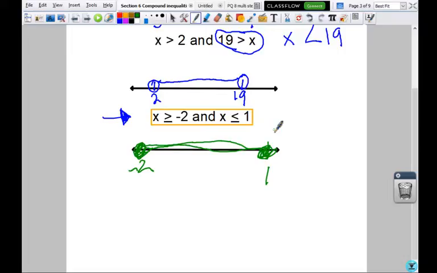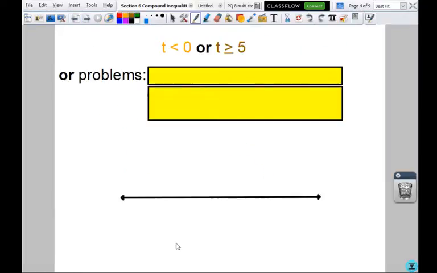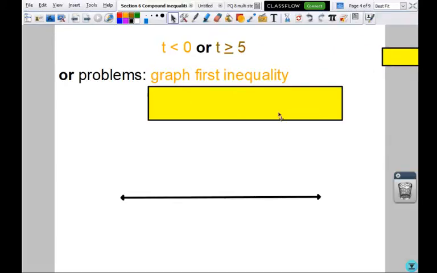Alright. We're going to look at some or inequalities, which are just about as easy, I would say. Maybe a little easier. So, I'm going to look at t is less than 0 or t is greater than or equal to 5. So for or inequalities, it's got the word or in there. We are going to graph our first inequality. When I say first, I mean the smaller number, the one that will be on the left, just like before.